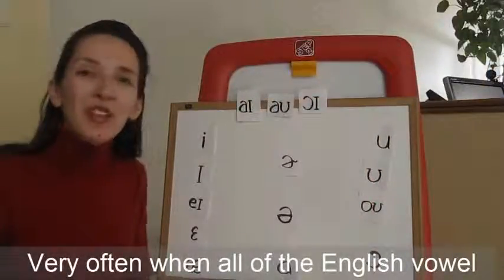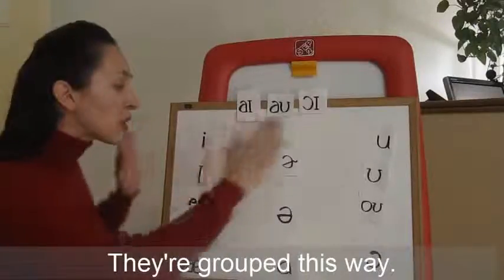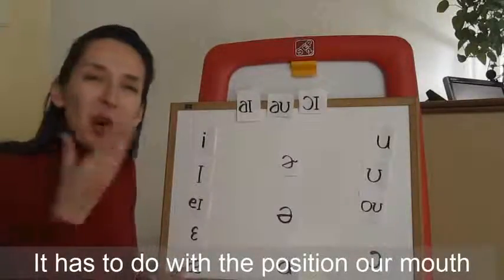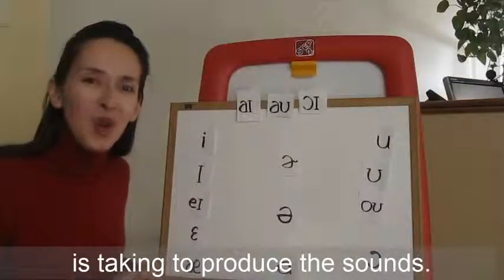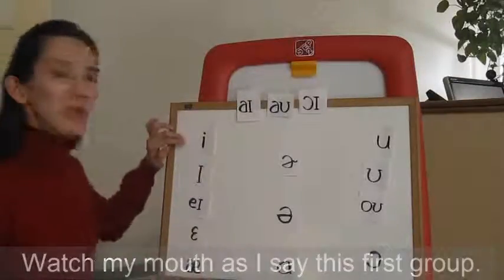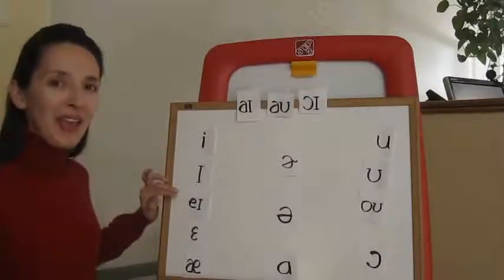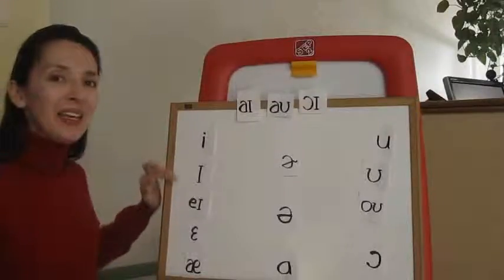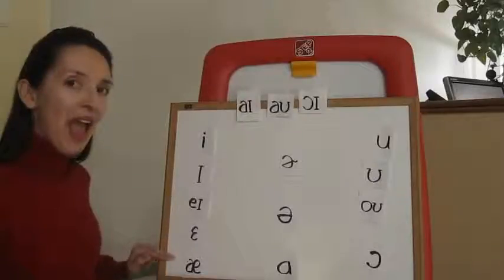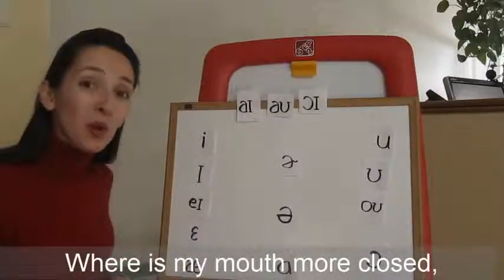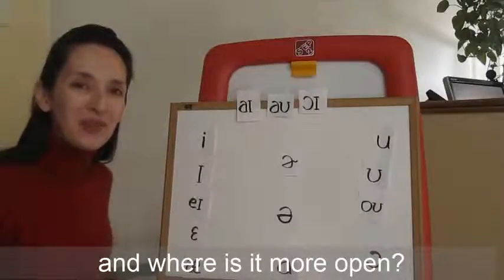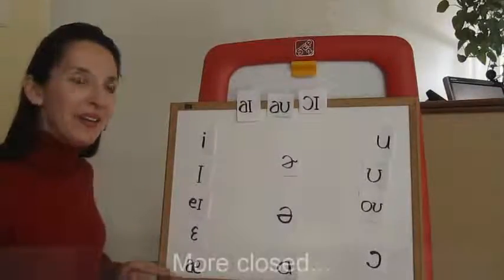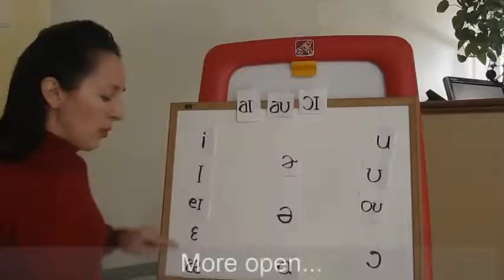As you watch this series, I think the videos will help you gain familiarity with phonetic symbols. Very often, when all of the English vowel sounds are presented at one time, they're grouped this way. Do you know why? It has to do with the position our mouth is taking to produce the sounds. Watch my mouth as I say this first group. Ee, ih, ay, eh, a. Again. Where is my mouth more closed and where is it more open? Ee, a. More closed, ee. More open, a.